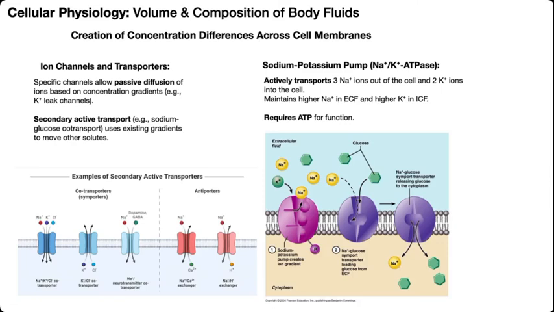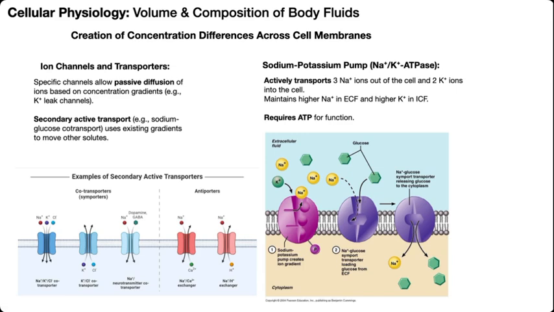Right, so here we're going to look at the concentration differences across cell membranes, but we're going to be talking about ion channels and transporters as well as the sodium potassium pump. When we look at ion channels and transporters, we're going to be talking about two different types of movement across the cell: passive diffusion and secondary active transport.